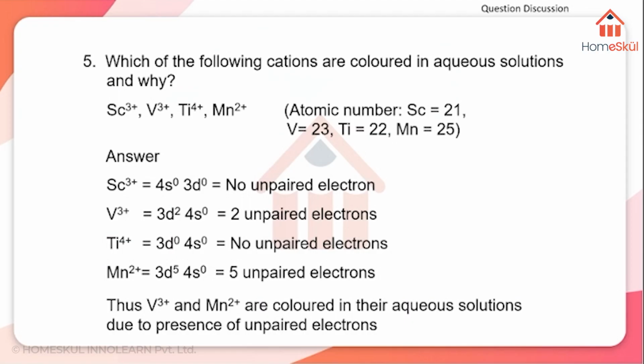See, vanadium 3+. In this case, we have 2 unpaired electrons. Refer to the outer electronic configuration. And in titanium 4+, we do not have unpaired electrons, so it is colorless. Then Mn2+, we have 5 unpaired electrons. So we can conclude that vanadium 3+ and manganese 2+ are colored in their aqueous solutions due to the presence of these unpaired electrons. Okay, move on to the next question.